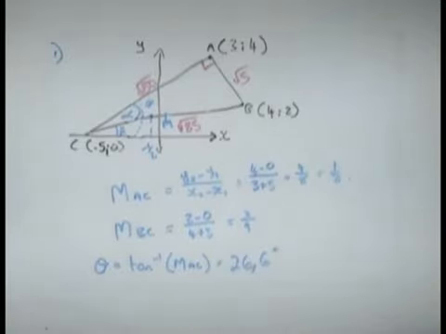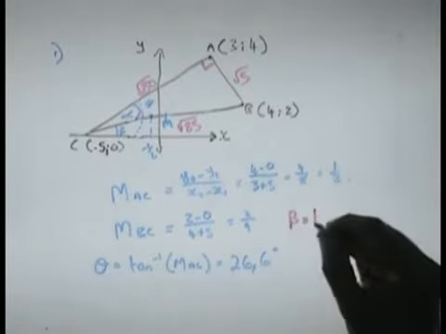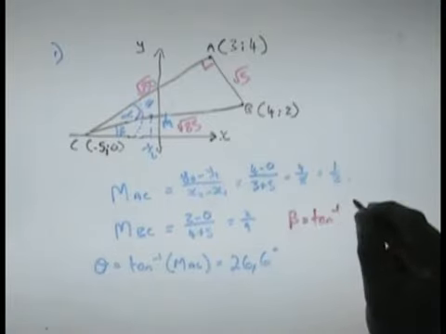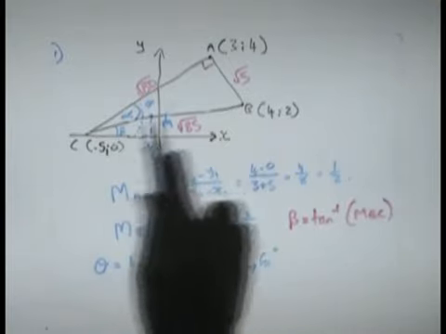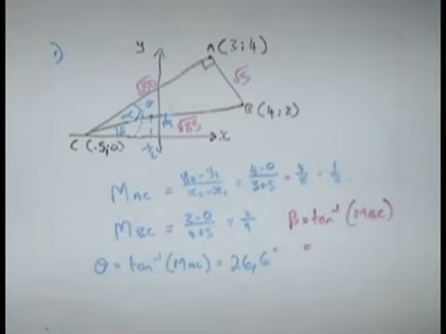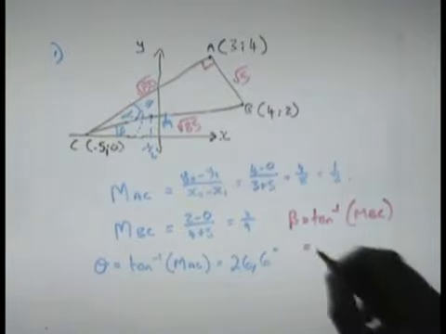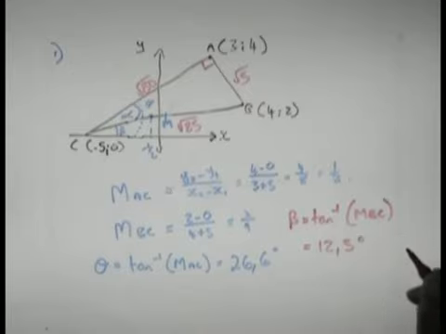Beta, on the other hand, let's do that in another color. Beta is given by tan, second function of the gradient of BC. That will be second function tan of 2 over 9, which is equal to 12.5 degrees.